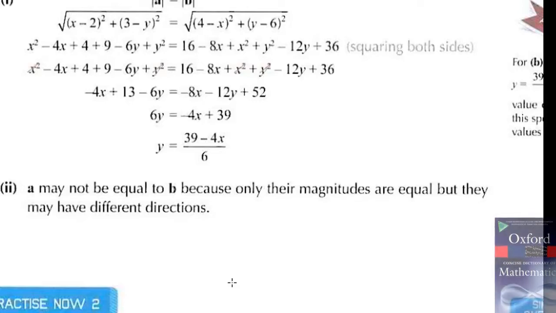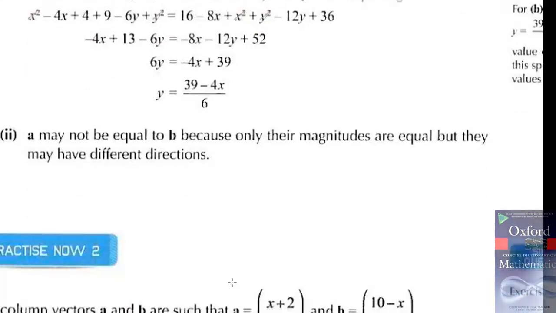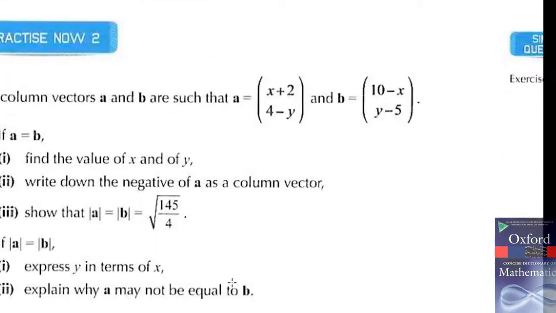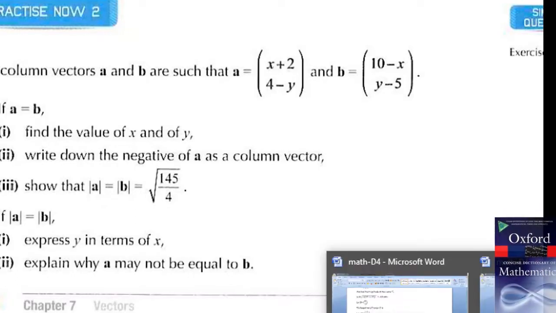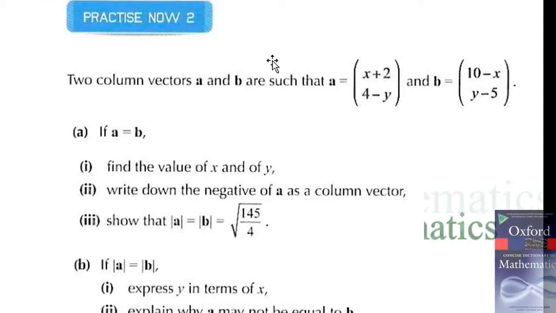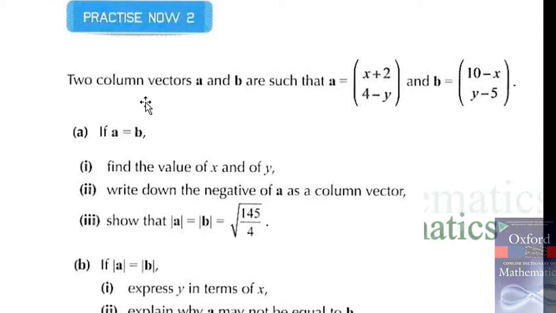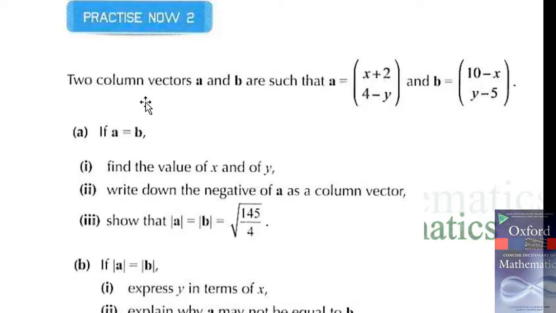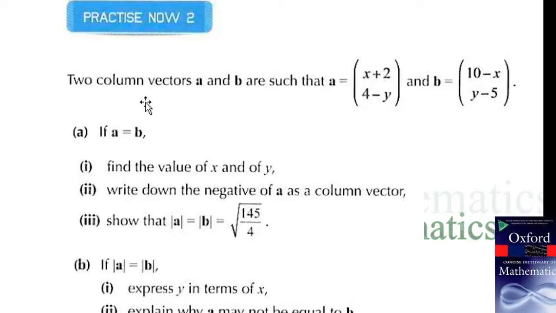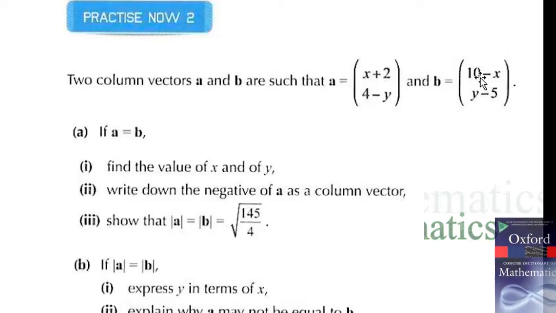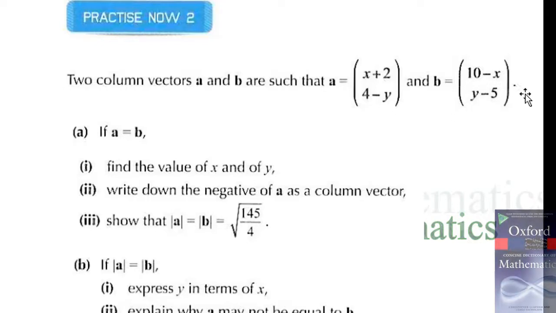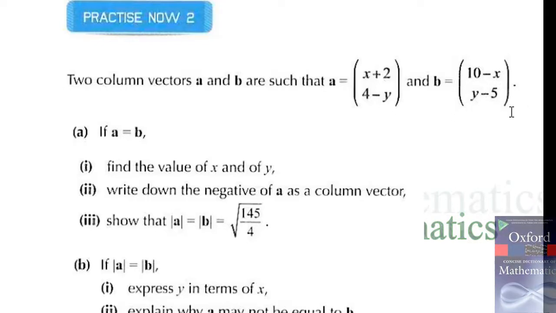Here we can discuss the solved problem. Now we can solve the unsolved problem. What is the unsolved problem? First we can identify and then solve this unsolved problem. This is a problem that you can solve immediately. Very easy. Now we start with two column vectors a and b, where the given vector a is (x plus 2, 4 minus y) and vector b is (10 minus x, y minus 5).